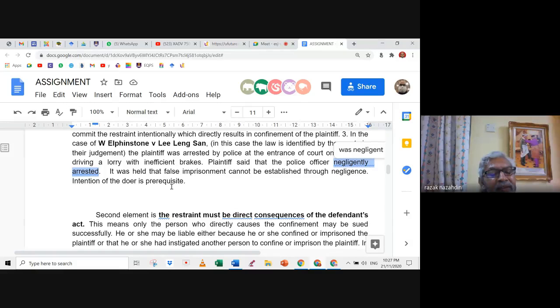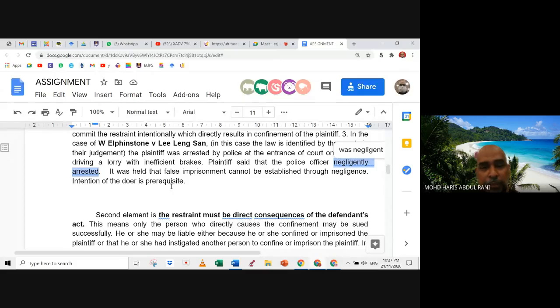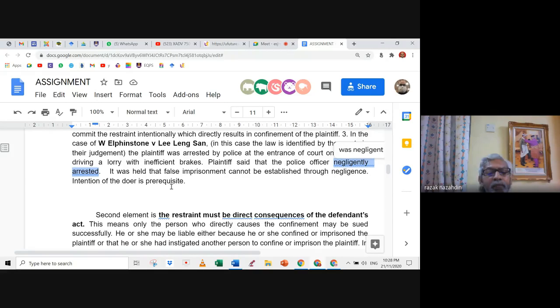So kita buang negligent, we stick to trespass. Yeah, but this case is about negligent kan. So in negligent, obviously intention is not paramount.